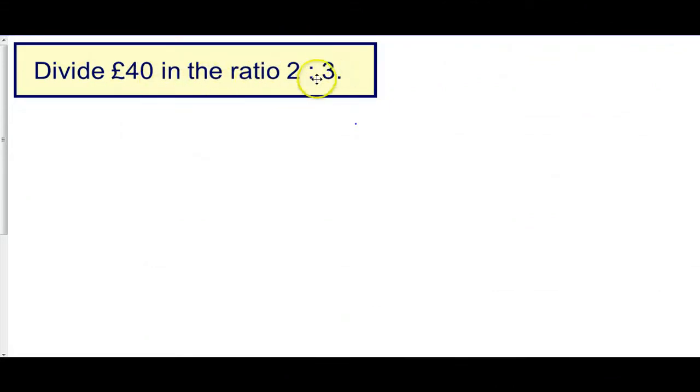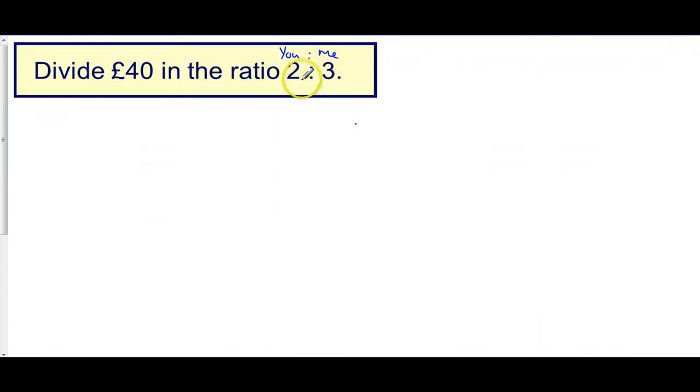So this is our rule for how we're going to share it. So for every £2 you get, I'm going to get £3. So let's just make a note of that. Because obviously I'm more important, so I need to get more money than you, but only just.